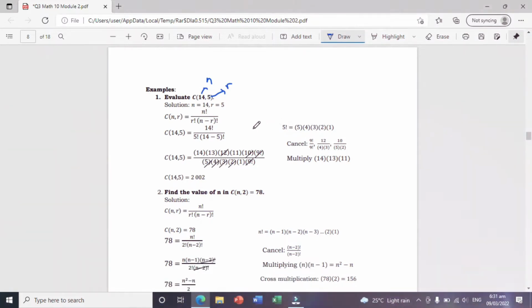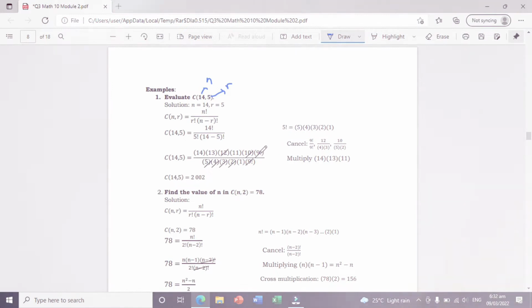Take note that 5 factorial, we already discussed this yesterday in permutation. 5 factorial is equal to 5 times 4 times 3 times 2 times 1. Then 14 factorial is 14 times 13 times 12 until we reach 1. Here, up to 9 factorial only, since 14 minus 5 is 9 factorial, and 9 factorial is 9 times 8 times 7 until times 1. This is also 9 times 8 times 7 until times 1.